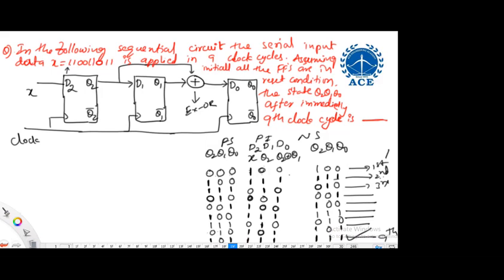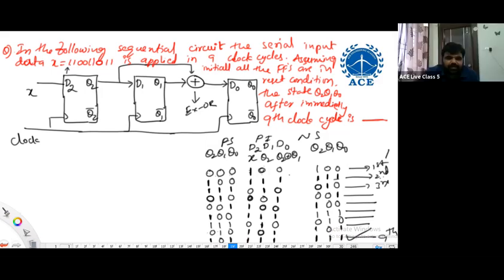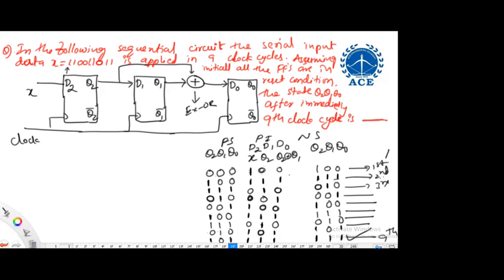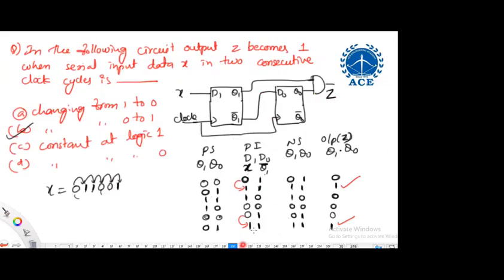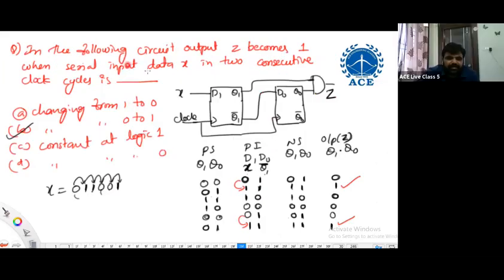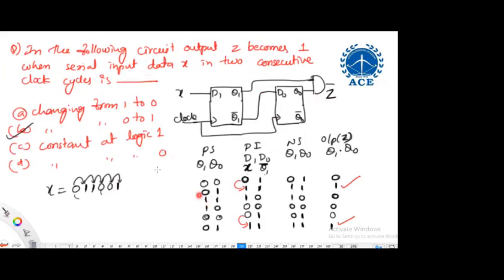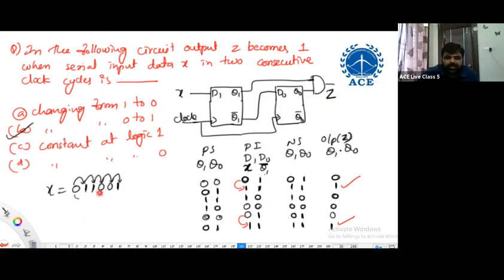Hello, sir. Very good morning, Praneeth. Tell me, what is the doubt? Sir, it's the 20th question: after 2 consecutive cycle changes. Here, how have you taken this, sir? Changing from 1 to 0, we have to include 1 to 0. Changing from 0 to 1, include 0 to 1. Constant at 1, 2 ones must be there. Constant at 0, 2 zeros must be there.